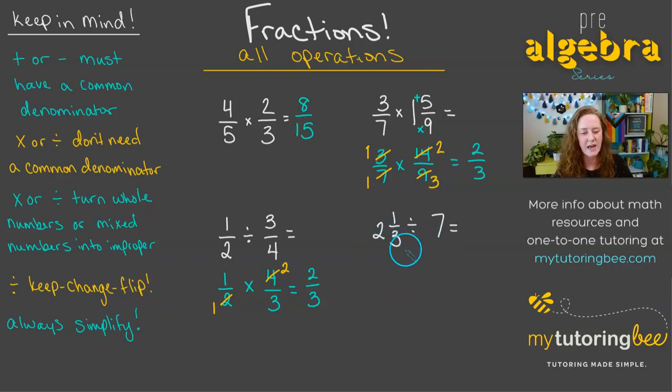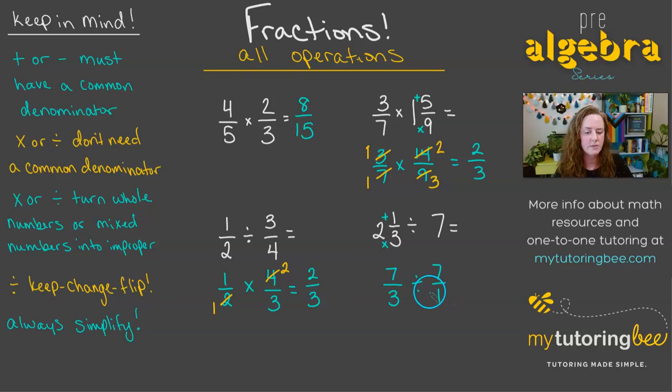All right, let's do this last problem. We've got 2 1/3 divided by 7. So we've got a mixed number and a whole number. So we want to change both of those into improper fractions. So again, we're going to multiply the denominator times the whole number. That's 6. And then we're going to add the numerator. That's 7 thirds. And then we're going to make this whole number into a fraction by putting 7 over 1.